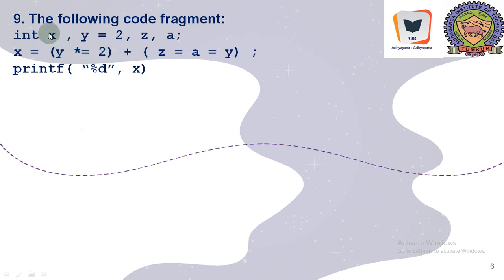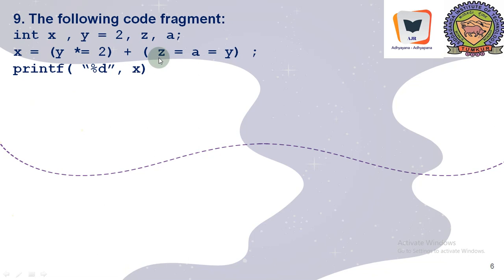And the compiler will evaluate this entire expression with left to right associativity. Therefore, it will evaluate this first. By the time it completes the evaluation of this particular part of the expression, y will have become 4. So here z equal to a equal to 4. Anyway, three 4s are not added. Any one 4 is taken, that is the value of y.